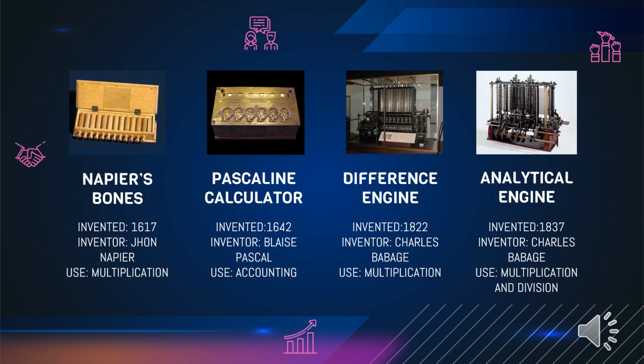The first one was invented in 1617. Inventor is John Napier. The use is multiplication. Second one, Pascaline calculator, invented in 1642. Inventor is Blaise Pascal. Use is accounting. And the third one is difference engine, invented in 1822. Inventor is Charles Babbage and the use is multiplication. The final one is analytical engine, invented in 1837. Inventor is Charles Babbage and the use is multiplication and division.